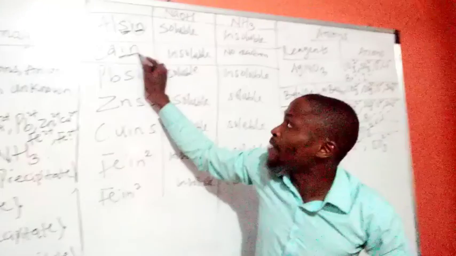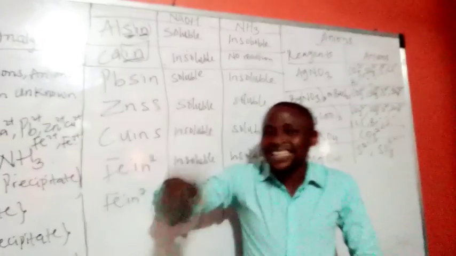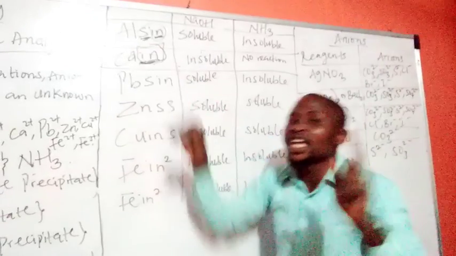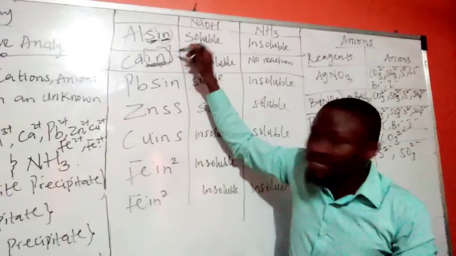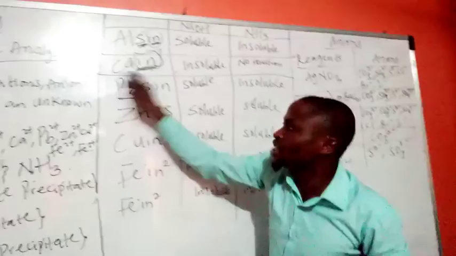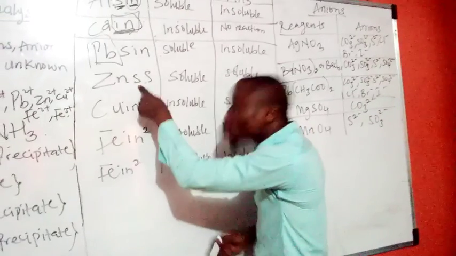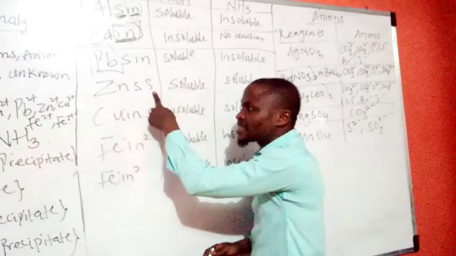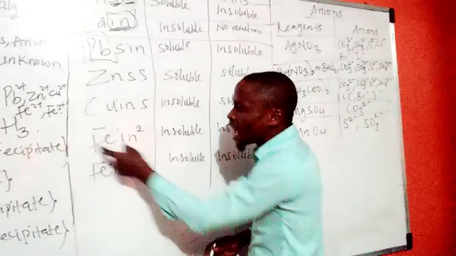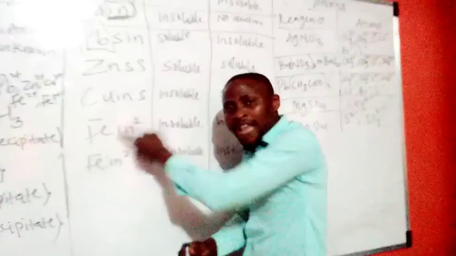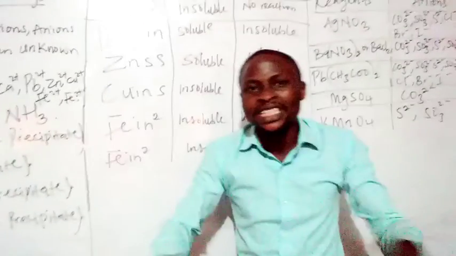In excess sodium hydroxide, calcium is forming white precipitate in drops of sodium hydroxide, but in excess sodium hydroxide, it is insoluble. In excess ammonia, it has no reaction because what you have here is just IN. There is no other thing here. So it is no reaction. Lead is Pb. Soluble in excess sodium hydroxide, insoluble in excess ammonia. Zinc, soluble in excess sodium hydroxide and soluble in excess ammonia. Copper, insoluble in excess sodium hydroxide, soluble in excess ammonia. Iron 2, insoluble in excess sodium hydroxide and insoluble in excess ammonia. Iron 3, insoluble in the two reagents in excess.